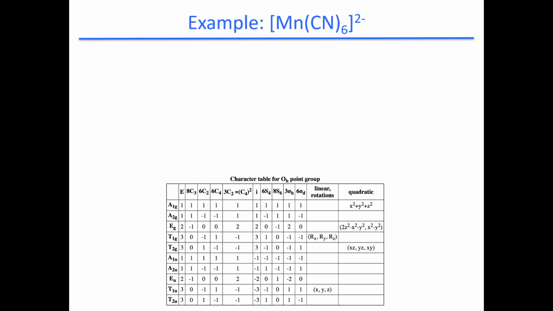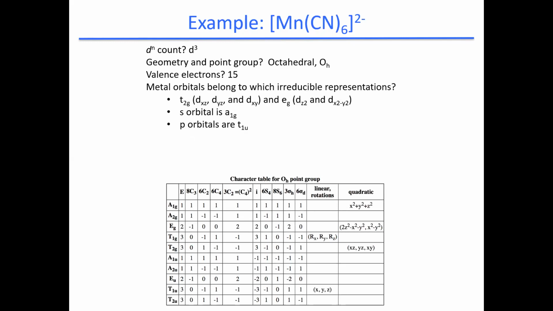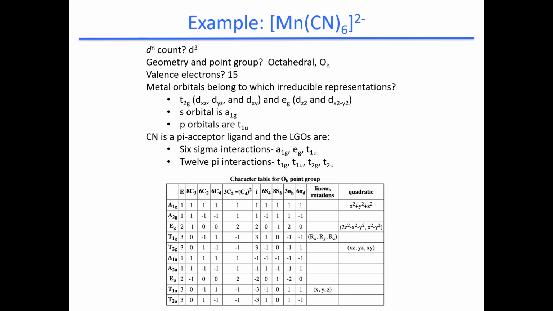Next we'll go through an example that is a pi acceptor. So in this case, we have 6 cyanide ligands that have negative charge on them. That leads us to a d n count of d3. We're still in the octahedral point group, and we have a total valence electron count of 15. Here we have the same metal orbitals and the same irreducible representations, since we still are in the same symmetry.